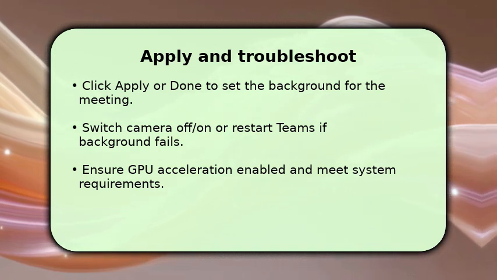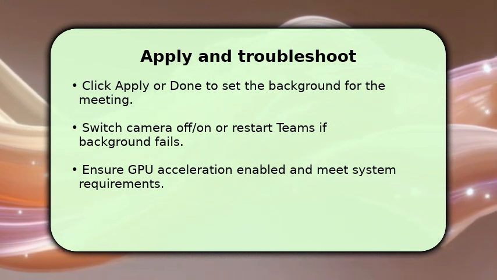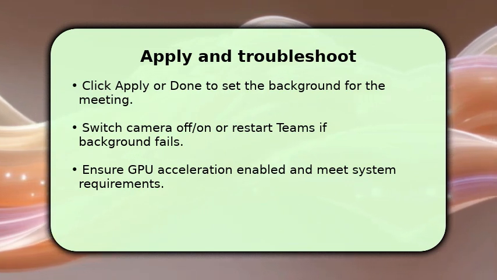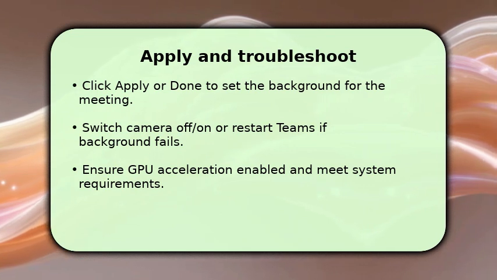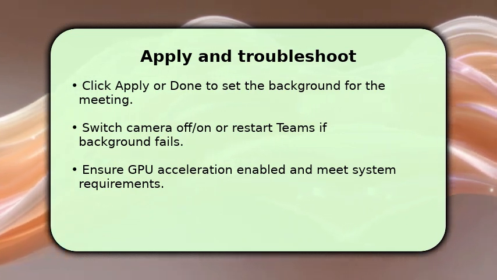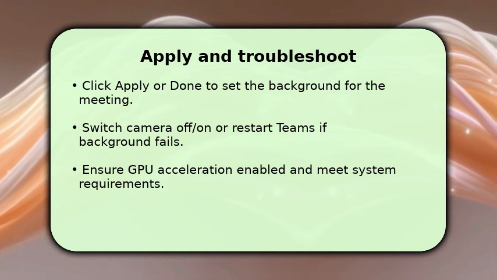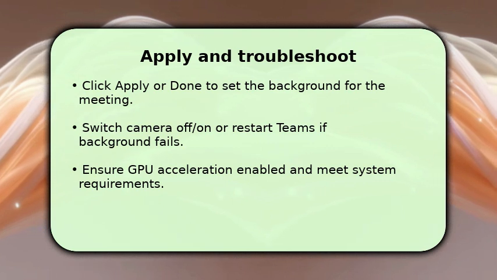If the background fails to appear or displays artifacts, first toggle your camera off and on, then restart Teams. Temporary glitches often clear that way. If problems continue, make sure hardware acceleration is enabled and your device meets Teams system requirements, because low-spec hardware can prevent background effects. One key troubleshooting tip: update Teams to the latest version before deeper diagnostics.